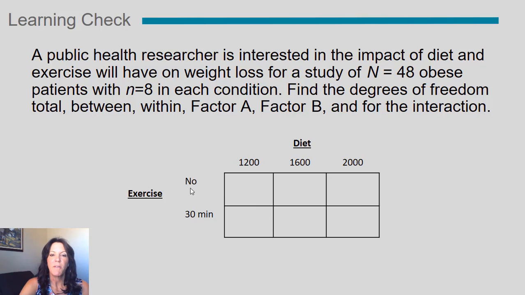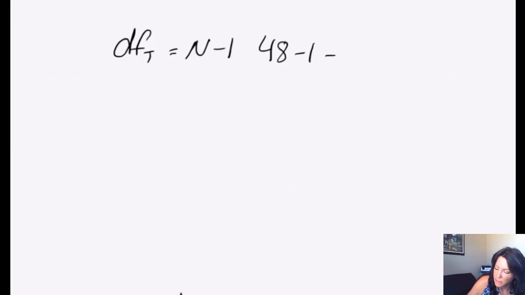So we have a condition of no exercisers at 1,200 calories. We have a condition of no exercisers at 1,600 calories, etc. Remember, we have 8 in each different group. So this gives us enough information to find all of the degrees of freedom. Let's give it a try. Let's start with our degrees of freedom total, which we determine by N minus 1. We had 48 in our study. Minus 1 gives us a total degrees of freedom of 47.